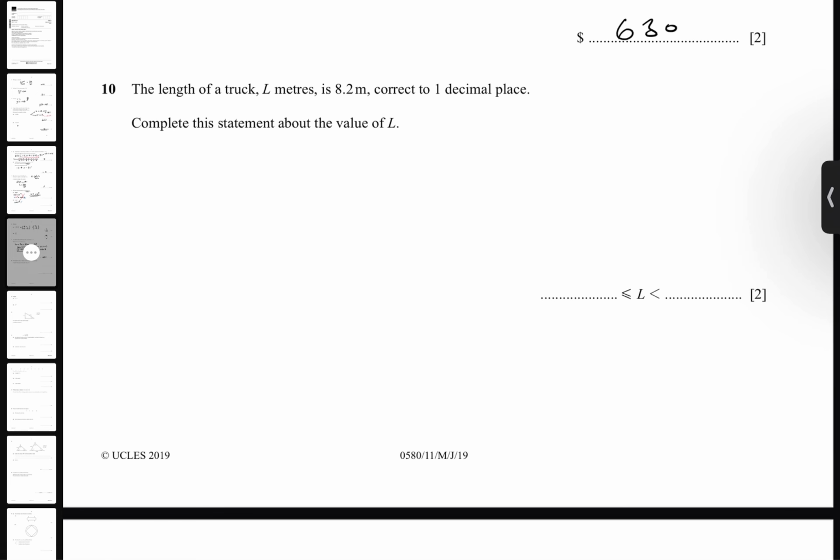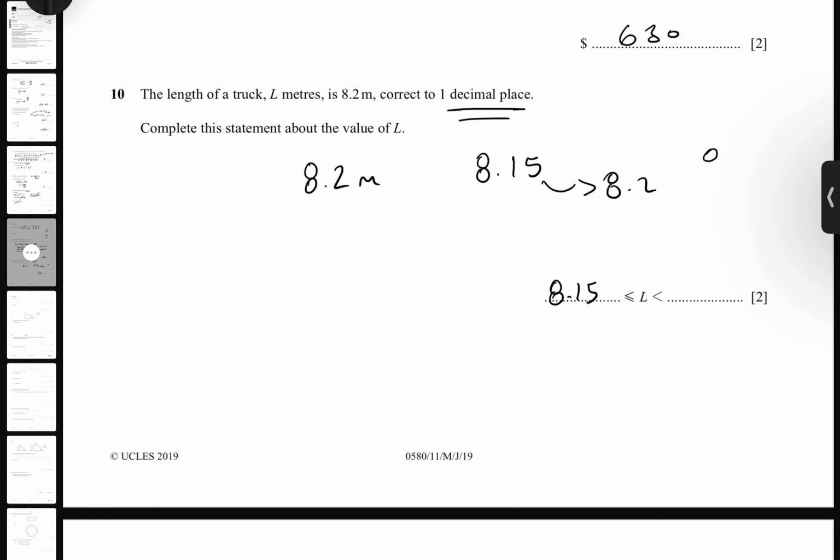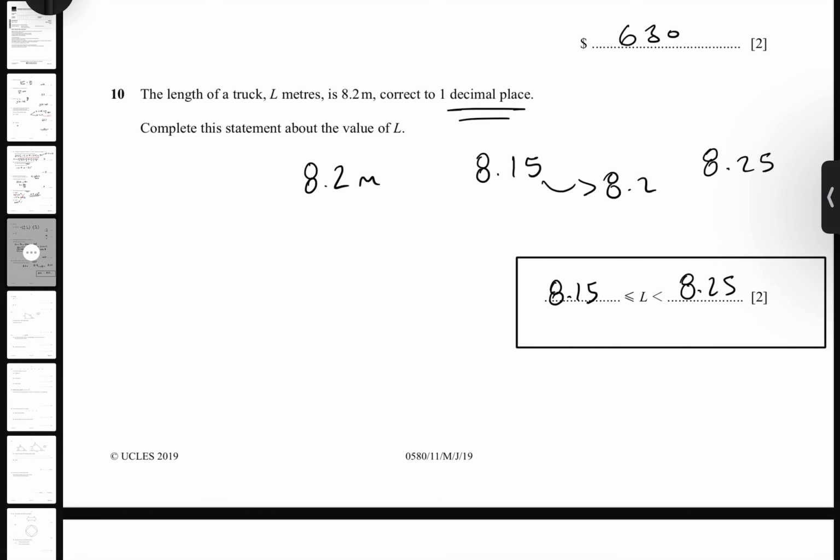Moving on to number 10 now, it says the length of a truck L meters is 8.2 meters, correct to 1 decimal place. Complete the statement about the value of L. Now, when they say it's 8.2 meters and it's correct to 1 decimal place, it was probably somewhere between 8.15, somewhere above that or equal to it, right? Because if you round this up, you get 8.2. But it was probably less than 8.25, and that's why you don't get 8.3. So it's between 8.15 and 8.25. And that would be the answer for this question.